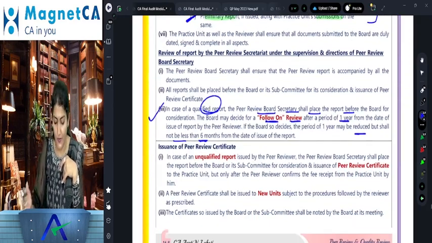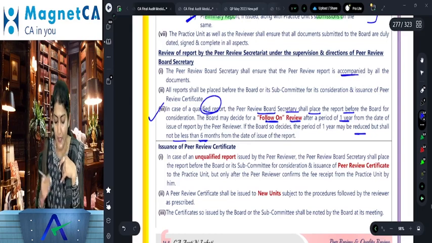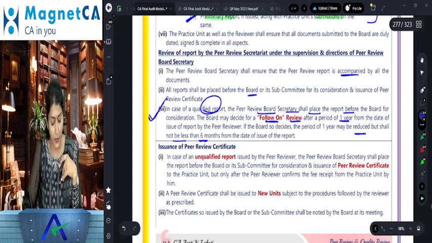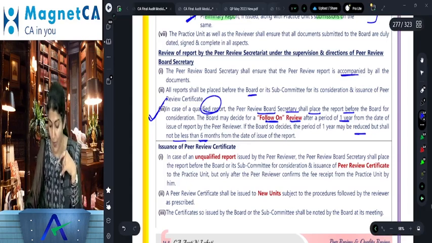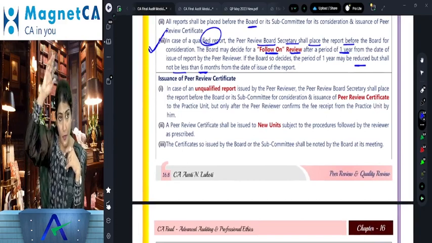And then what does it say? The peer review secretary will ensure that the peer review report is accompanied by all the documents. It shall be placed before the board. And what did I say? The board may also call for a follow-on review. Now the entire peer review process has to be completed within 20 working days.